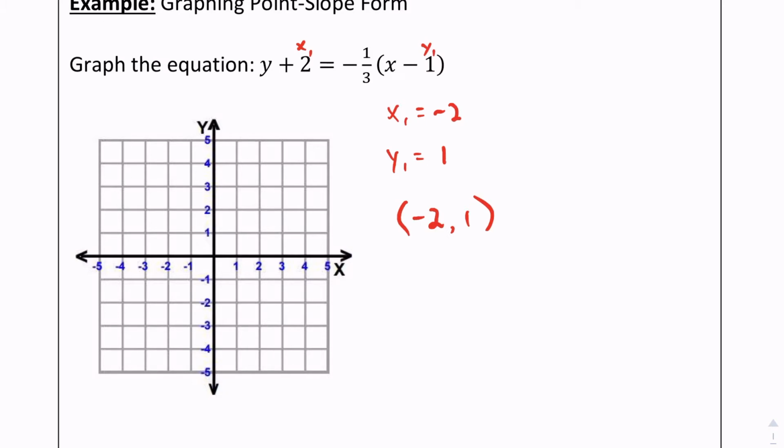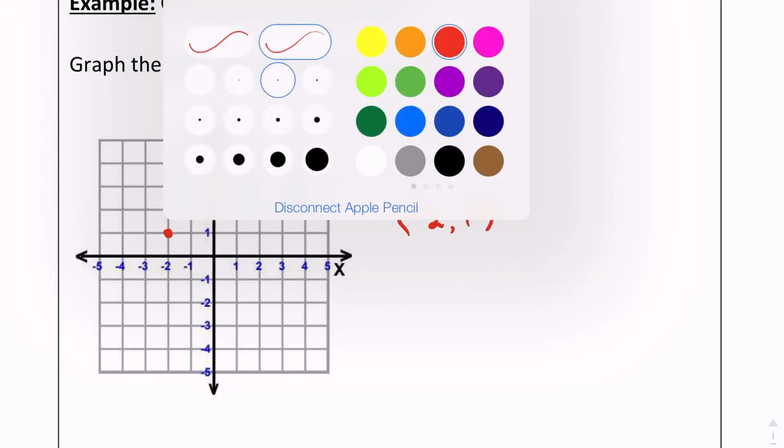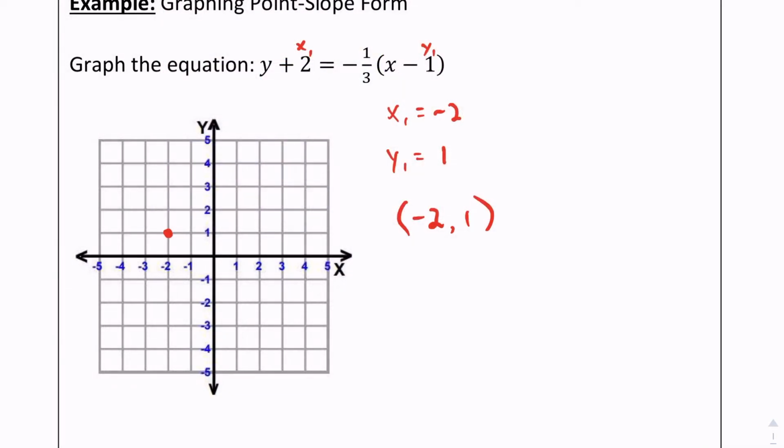Once you have that point, you're going to plot it on the graph. So negative 2, 1. Negative 2 is the x, 1 is the y. You plot that point. Hence the first part of the form, point slope. The next thing is to identify your slope.